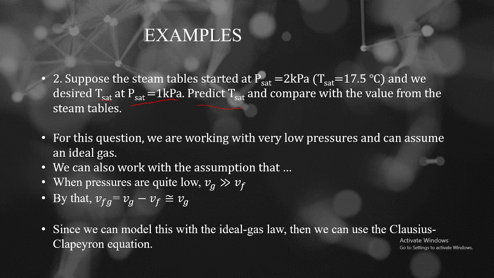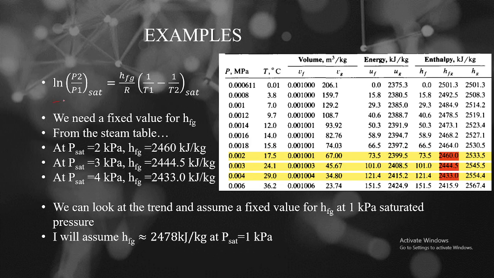So now because we are working with values below our steam table, we can use the Clausius-Clapeyron equation. All right. Okay. And once again, we are dealing with very low pressure, so we can assume an ideal gas. And we can also work with the assumption that V is far, far greater than VF because it's very low pressures. So our VFG will be approximately equal to our VG, and we can use the Clausius-Clapeyron equation because we are dealing with an ideal gas, right? And we are working with very low pressure. So we can model this with the Clausius-Clapeyron equation. So this is our Clausius-Clapeyron equation.